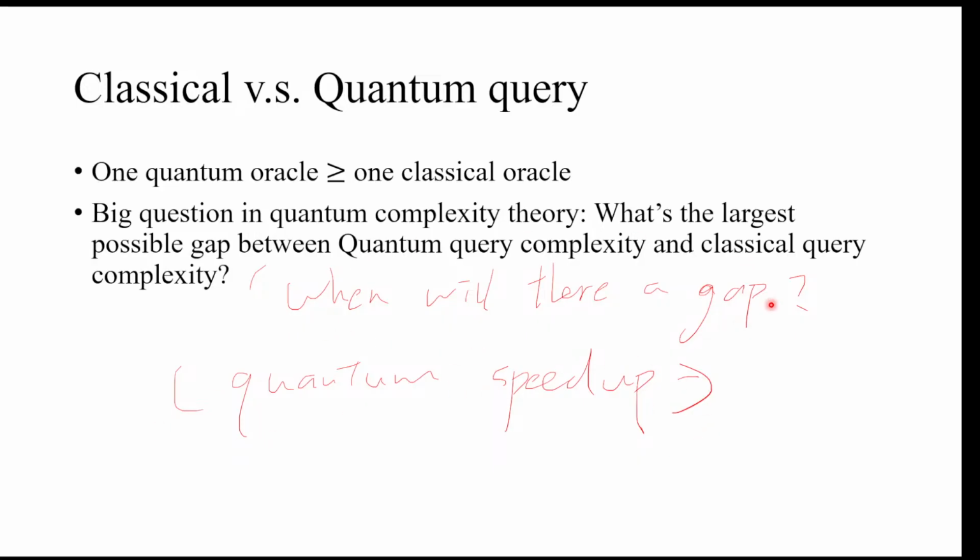We also ask what the largest gap is, and more generally, when will we have a quantum speedup, so when do we have a gap between quantum query complexity and classical query complexity. In this language, this is a more formal way to say our previous three results. In Deutsch's algorithm, Deutsch-Jozsa algorithm, and the Bernstein-Vazirani algorithm, we can say they all have a gap between quantum and classical query complexity. In Deutsch's algorithm, the quantum query complexity is 1 and the classical query complexity is 2.